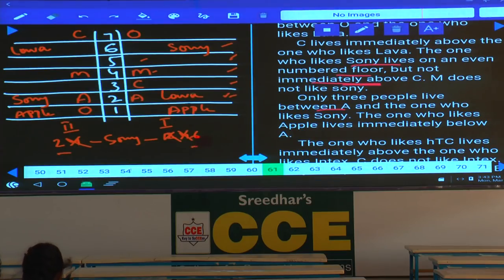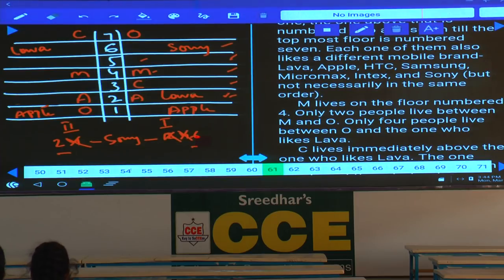Here it is four. And in this one, A will be here. Now three persons live between A and the one who likes Sony, as A is here. Now, where should this Sony be? 1, 2, 3. Hence, Sony must be the one who likes Sony. Must be on which floor? 1 minute.